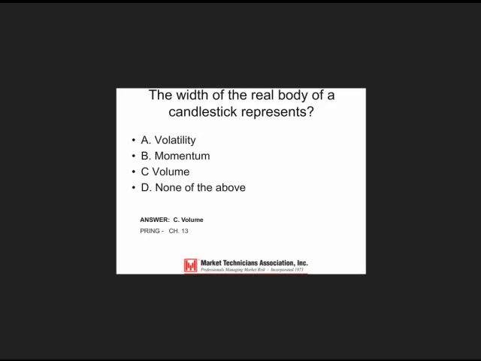Well, here's one. It's talking about different types of candlestick patterns, and we're talking about almost a combination between candlesticks and equivolume charts, if you're familiar with that. And when the width of a real body talks about candlestick, we're talking about the volume. We're not talking about the height of the candlestick, or the height of the real body. We're talking about the width.